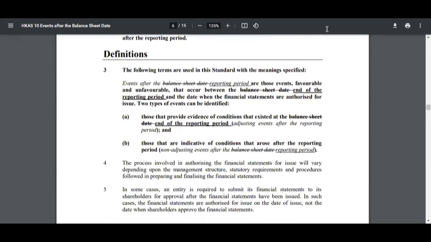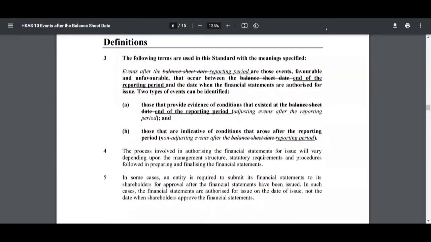Let's look at some definitions, which are basically the core of this standard. The following terms are used in this standard with the meanings specified. First, events after the reporting period. If I put it into a timeline, say the company has a reporting period of January to December, and you are standing in March next year, anything that happens in between is an event after the reporting period. These events could be favorable or unfavorable.